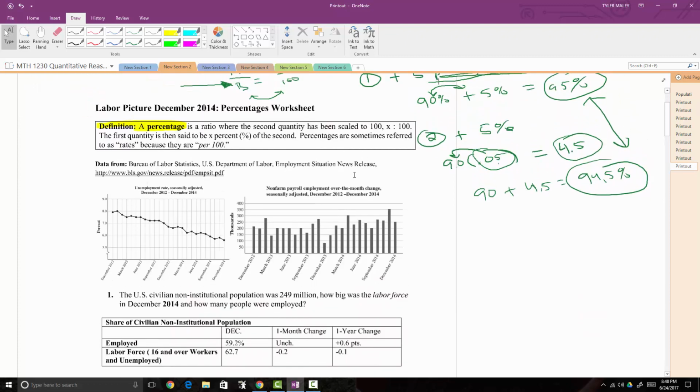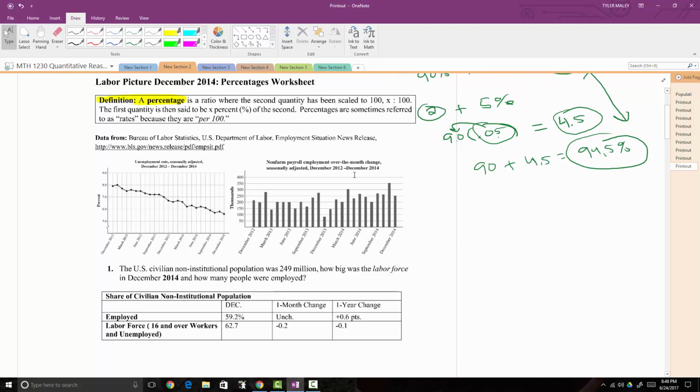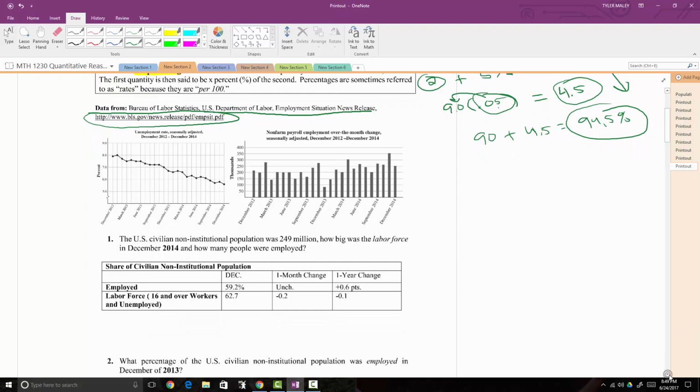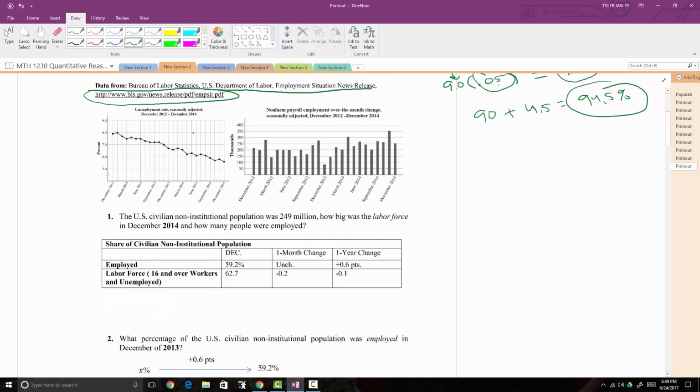So this worksheet looks at some labor data. This data is from the Bureau of Labor Statistics, the U.S. Department of Labor Employment Situation news release. This website is where a lot of this data came from. We do have some charts here.